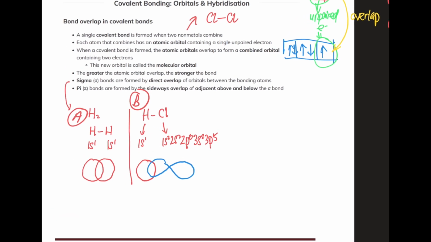But the next one is the pi bond. Pi bonds are formed by the sideways overlap of orbitals adjacent, above and below the sigma bond. When are they going to form a pi bond? They form pi bonds in double bonds and triple bonds. So let's say, for example, carbon double bonded with carbon. One of the bonds is sigma, another bond is going to be pi. Triple bond: one of the bonds is sigma, the other two are going to be pi bonds.